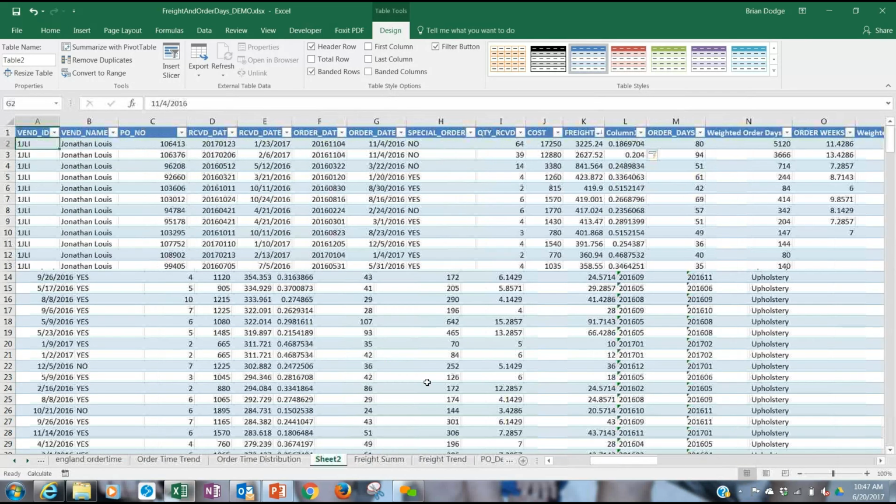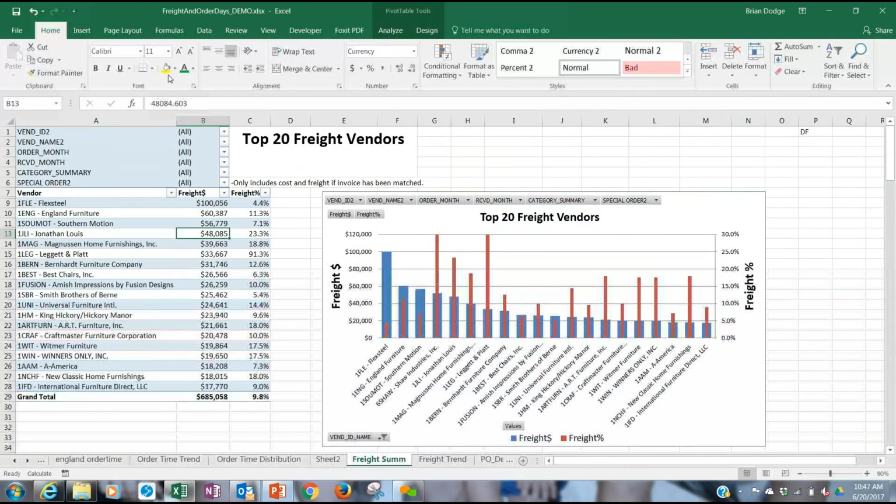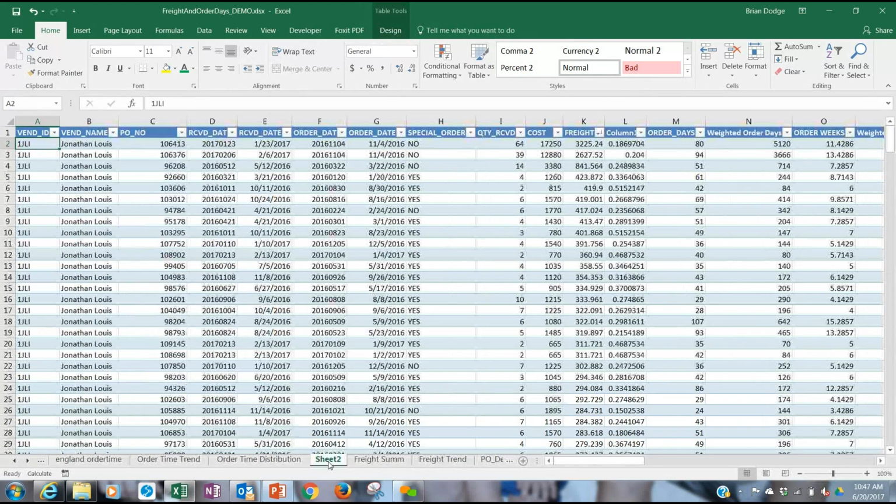It gives all the details, what category, information, when it was received, the order month, etc. Again, like I said, we're in the freight summary tab. I double-clicked on that 49,000 or 48,000 for Jonathan Lewis, and opened that new sheet called Sheet 2, and it gave all the detail for Jonathan Lewis.